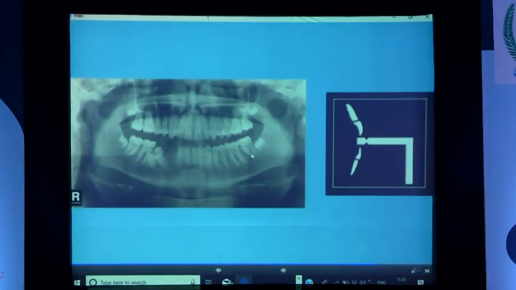We had a discussion in GDP regarding this. I think Dr. Nadeem had put up an OPG regarding that. There's a thickness or widening of the body of the ramus of the mandible.